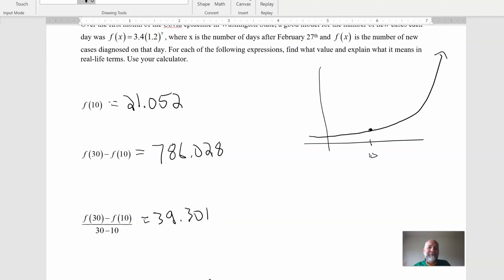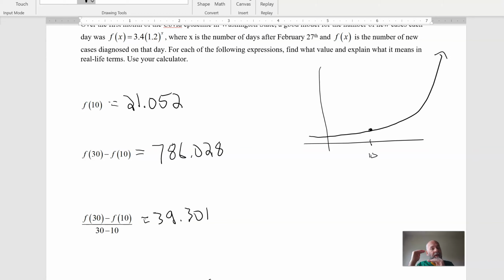Woo, COVID. Okay. So the difference between day 30 and day 10, according to the model, is that there were 786 new cases each day. That's how much the difference was. That's again predicted by the model, so it's not the exact number. Now the next one gets interesting.